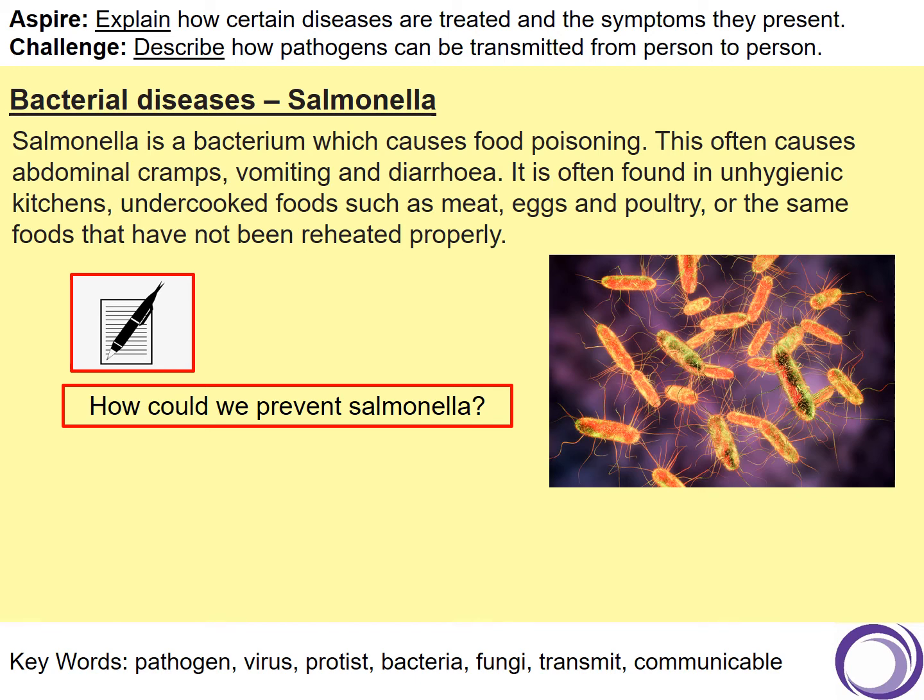You could have undercooked poultry, meat, eggs, or you could have things like rice that hasn't been reheated properly. And also where there have been chopping boards that have been used to prepare raw meat on, and then the same chopping board is used to prepare something like salad that doesn't need cooking. It's going to be eaten straight away. So it's places like that that are going to cause a Salmonella outbreak and an infection.